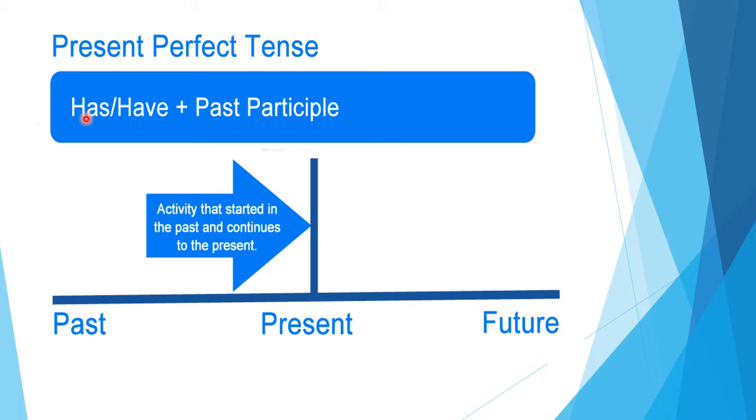Has goes with he, she, it. Have with I, we, you, they. We say he has, she has, it has. I have, we have, you have, they have.